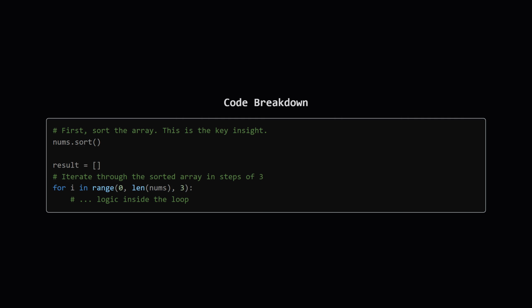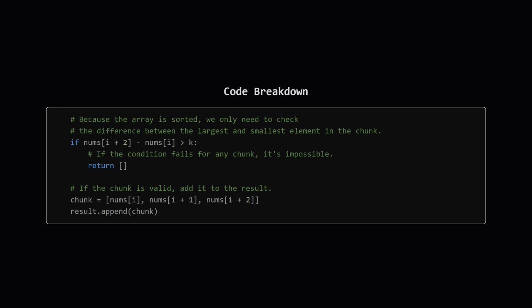Let's break it down. First, the most important step, we sort the list called nums. This puts everything in ascending order. Next, we create an empty list, which we're calling result, to hold our final answer. Then, we start a loop that's set up to jump through the array 3 elements at a time. So i will be 0, then 3, then 6, and so on, marking the start of each new potential group. Inside the loop, for each chunk, we perform our simple check. We take the element at position i plus 2, the largest in our little group, and subtract the element at position i, which is the smallest.